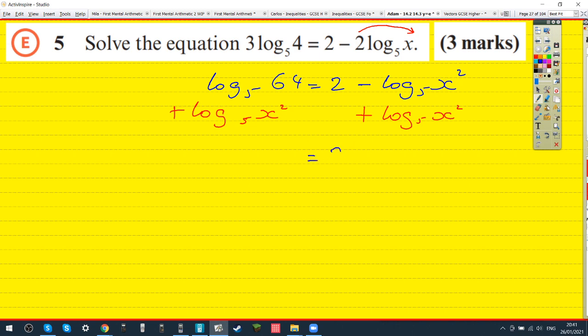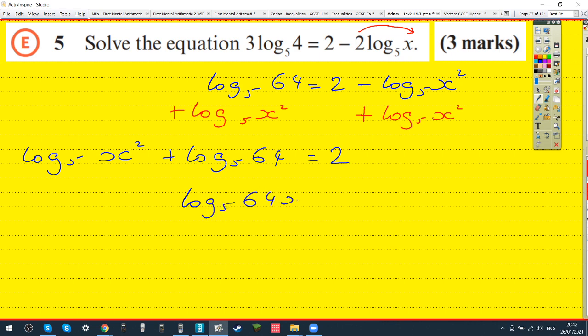Okay. So you get log base 5 of 64, plus log base 5 of x squared, equals 2. And then you can add 5x squared. Then you can multiply 64 and x squared together, which would give you 64x squared. Log base 5 of 64x squared equals 2.